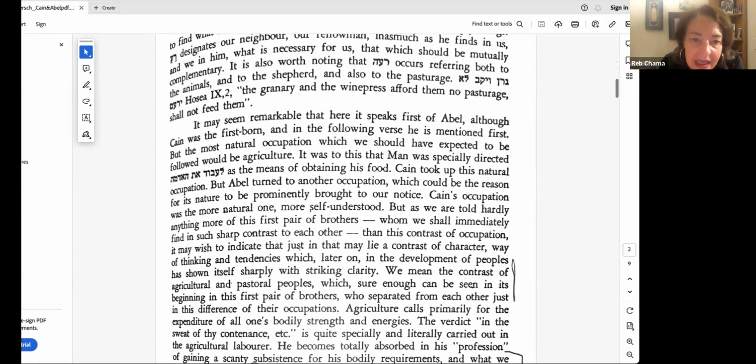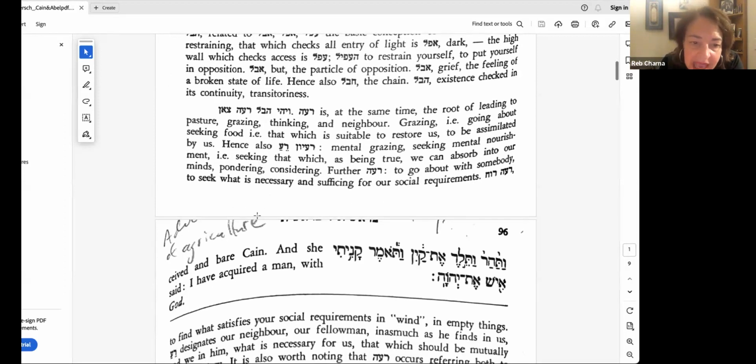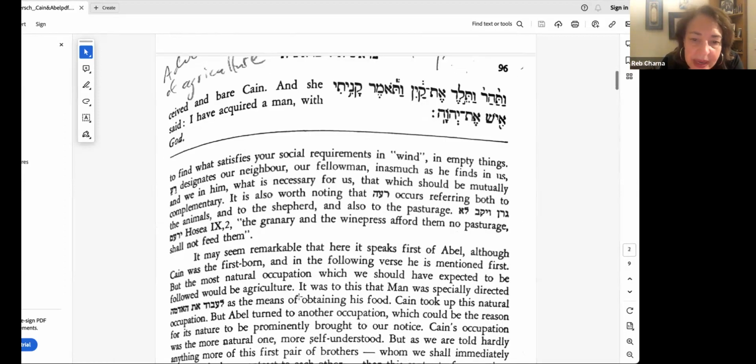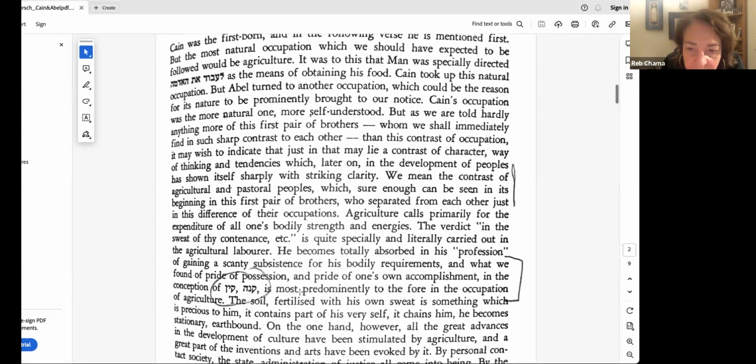So Cain, it may be remarkable that here it speaks first of Abel, though Cain was the firstborn. Okay. And bare Cain, and she said, I have acquired a man. Okay. So here we mean the contrast. Okay, so they're talking about what Cain did.